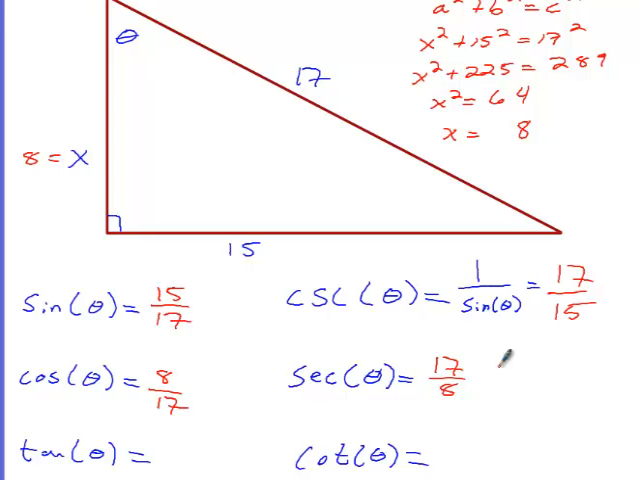All right, so last one, tangent. Tangent is what over what? Opposite over adjacent. So which side is opposite to theta? And which side is adjacent? 15 over 8. Can that reduce? Okay, so we leave it as 15 over 8. So what's the reciprocal of 15 over 8? 8 over 15. And that's it. Those are your 6 basic trig functions for theta.